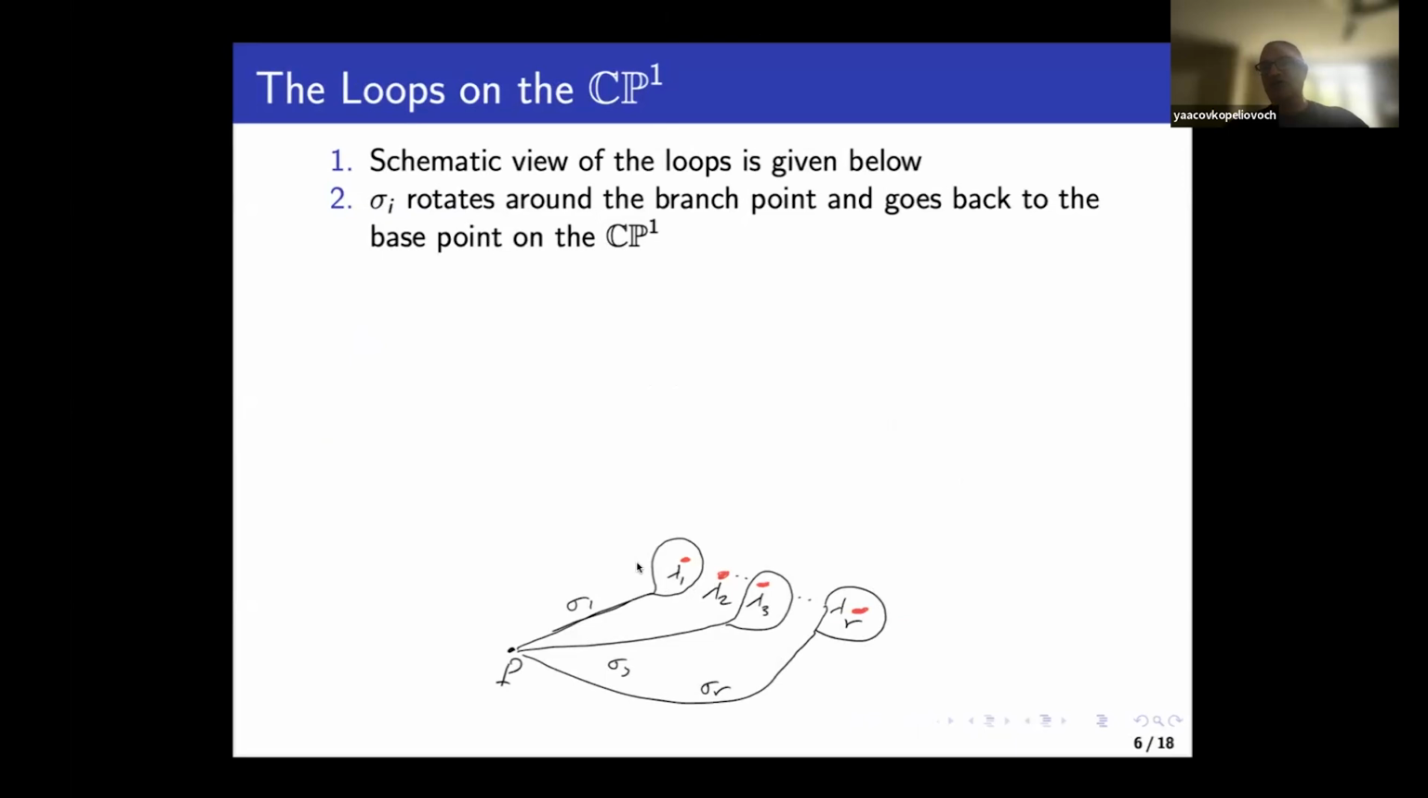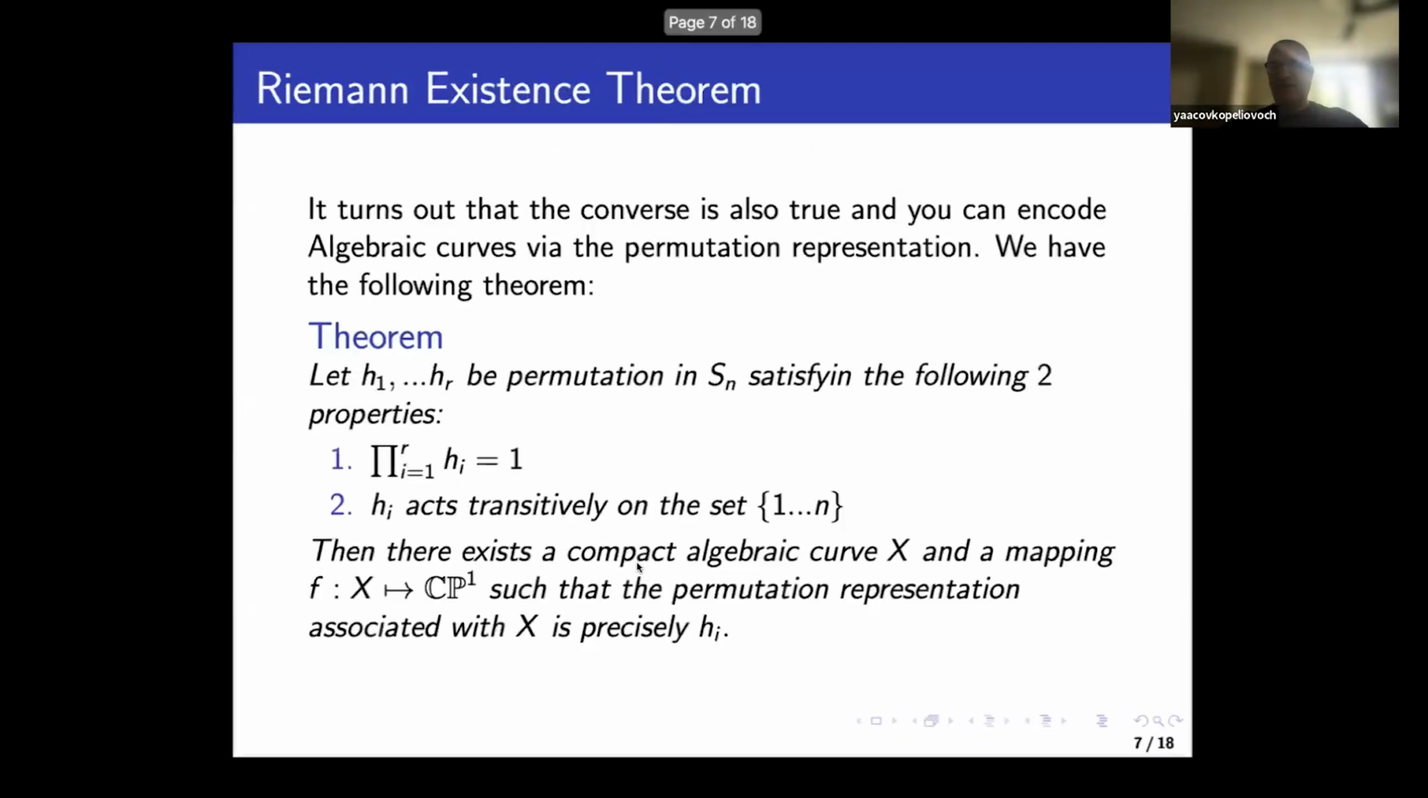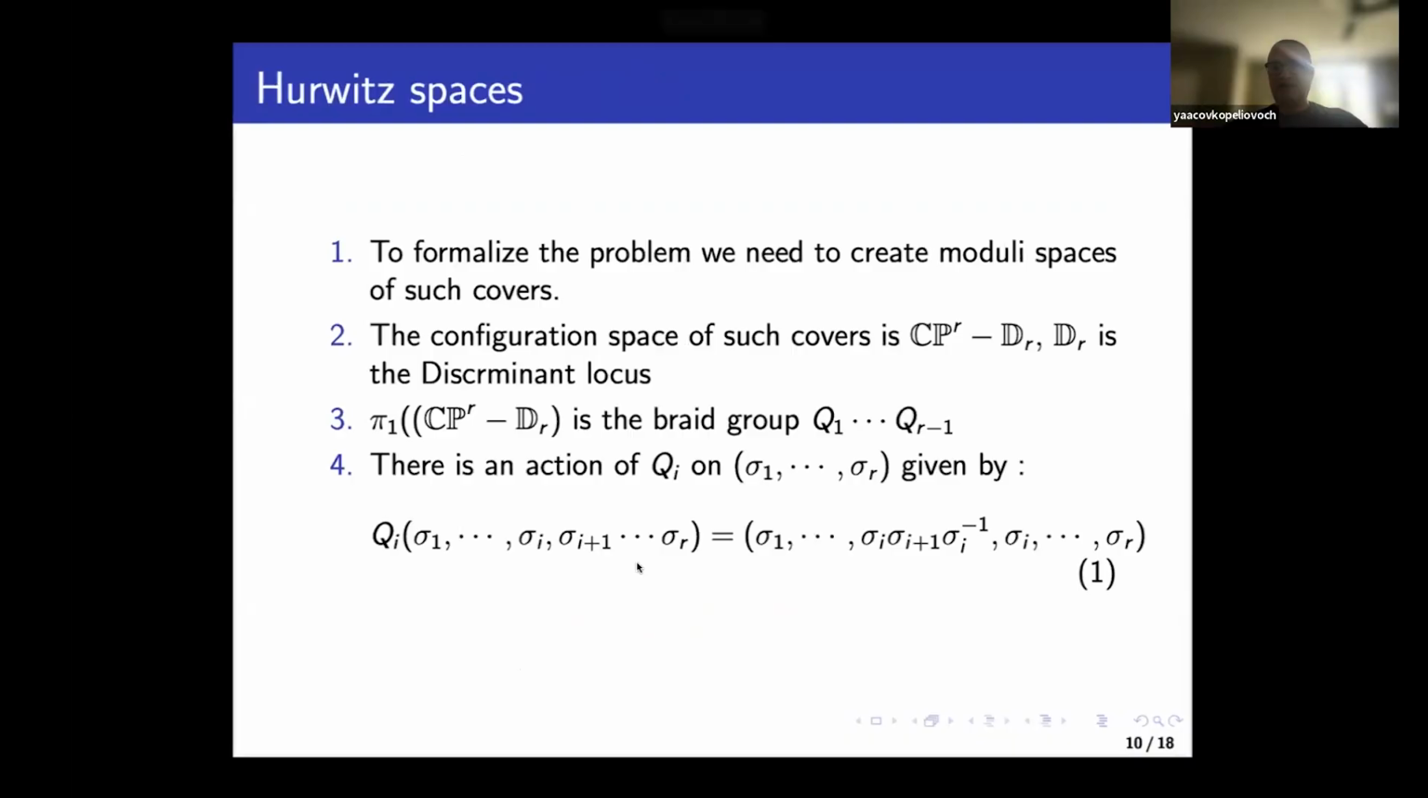When I move them around, I actually move points which are different from each other on the sphere. Okay? And the configuration space, when these points are moving around, is going to be CP^r, the projective space, minus the discriminant locus. The discriminant locus is just a fancy way to say that we don't want the points to come together. So we throw out all the points where at least two coordinates are equal in CP^r. Okay? Now, the fundamental group of CP^r minus the discriminant locus is none other than the braid group. And I will not write the representation of the braid group.